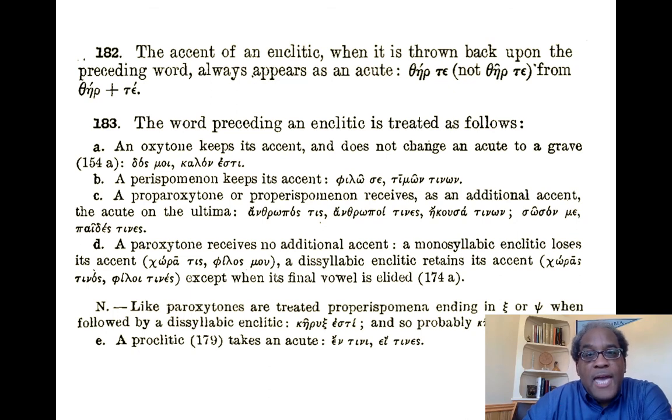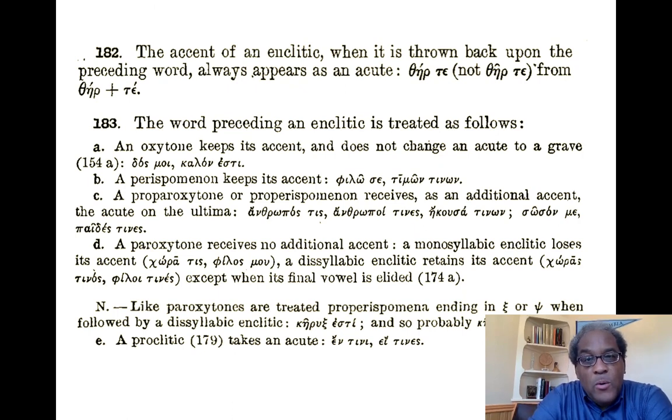So, the accent of an enclitic, when it is thrown back upon the preceding word, always appears as an acute. So you have thêr tis, there is the word for animal or beast, not thêr. So the circumflex of thêr becomes actually an acute when it's thrown back from an enclitic. Now, here at 183, A through E, you have the rules for what happens to a word that precedes an enclitic. And these are quite complex to get straight. So we will look at them one by one in the following slides.